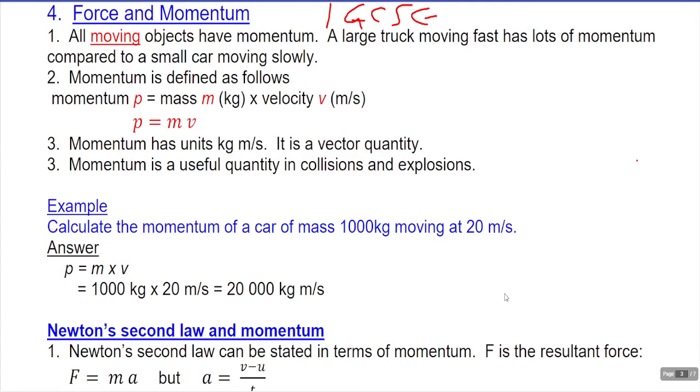This is the part 2 video on force and motion. In the part 1 video, I looked at friction, balanced forces and unbalanced forces. Now in this one, I'm going to be looking at force and momentum.